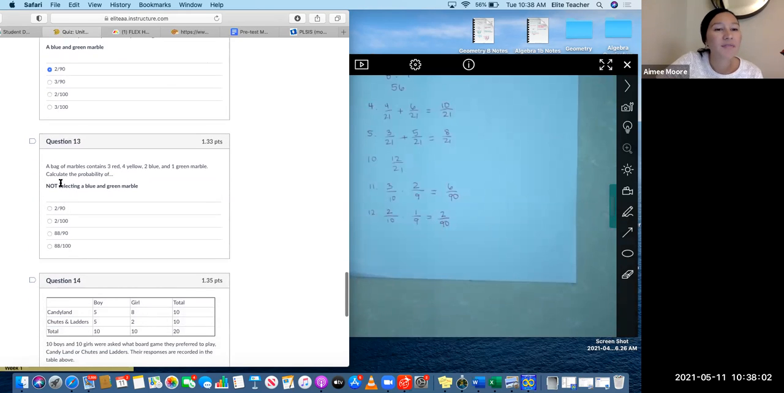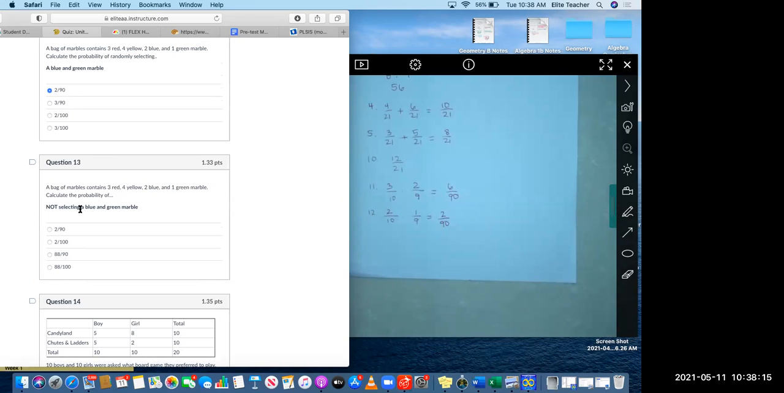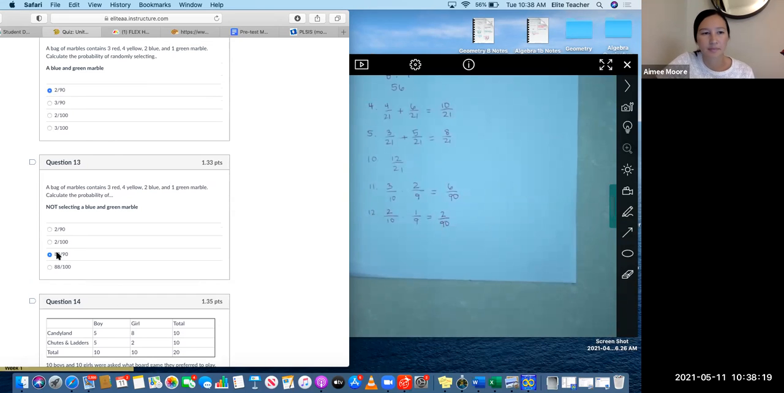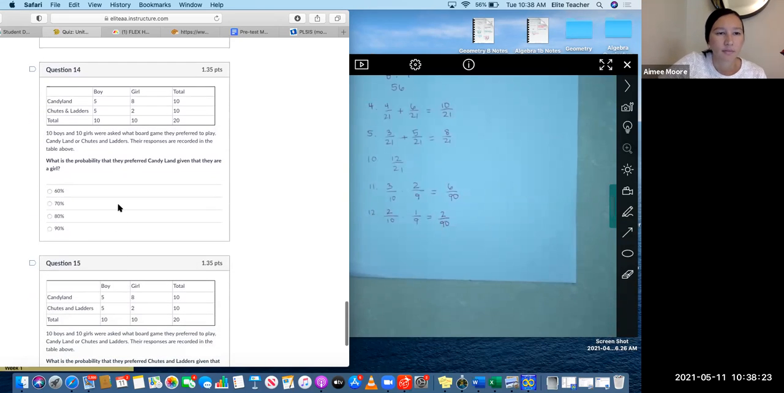Okay, now of not selecting a blue and green marble. So we said the chance of selecting a blue and green was 2 out of 90. So what's the probability of not selecting a blue and green marble? 88 over 90. Yep. Okay, and then we have our conditional probability.